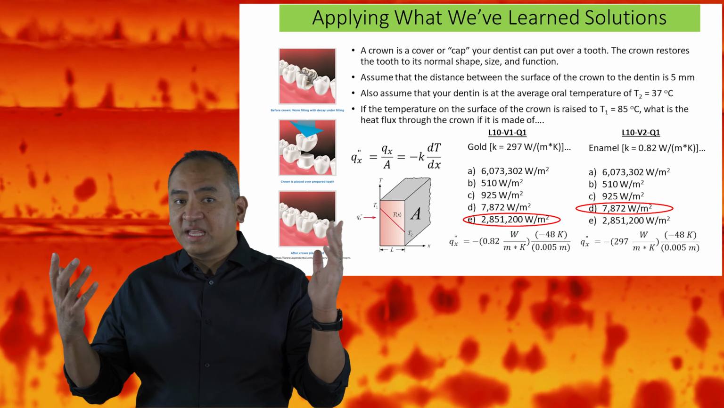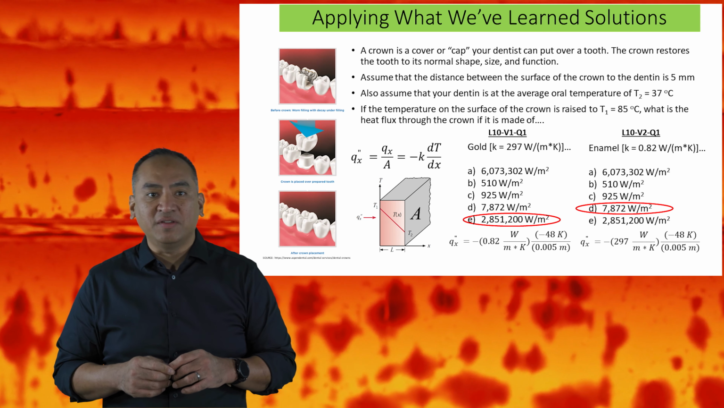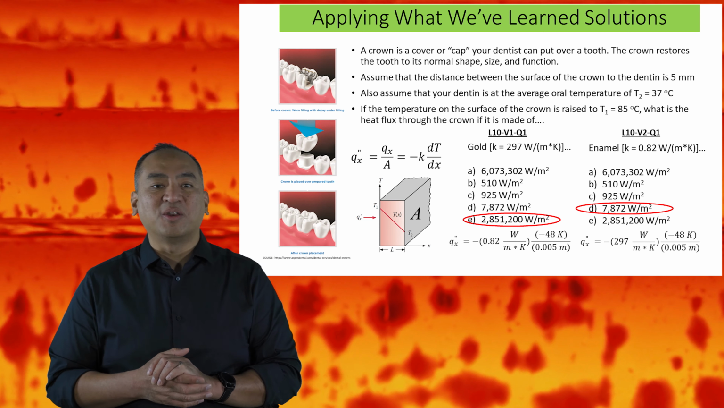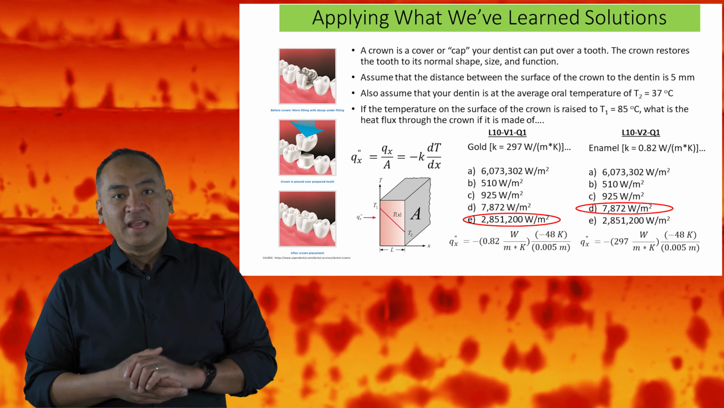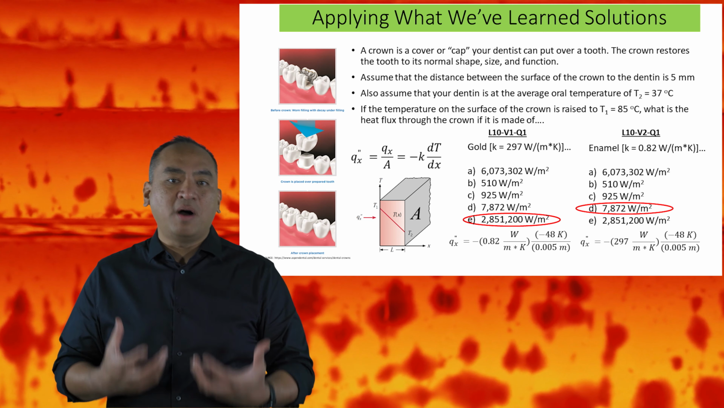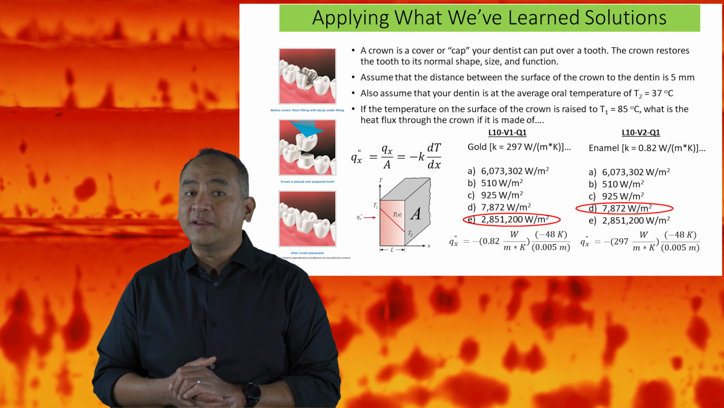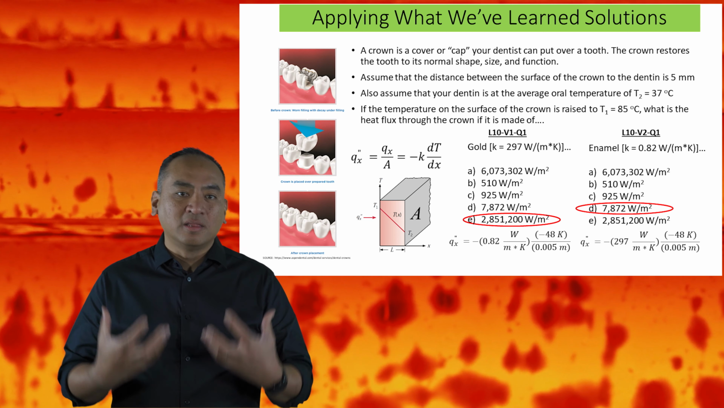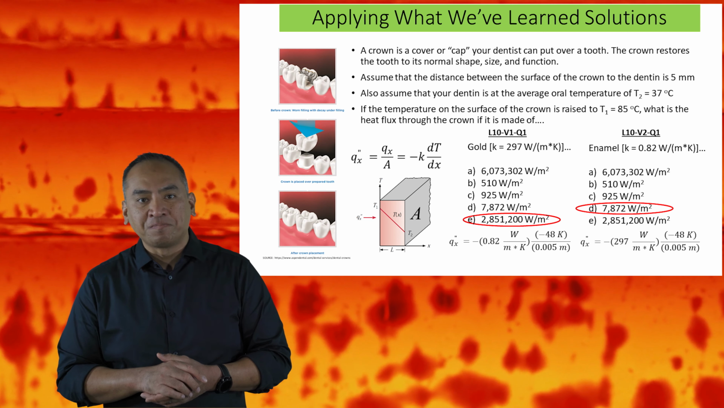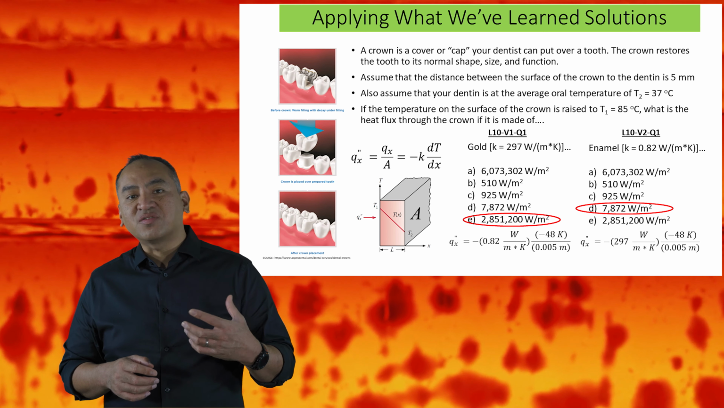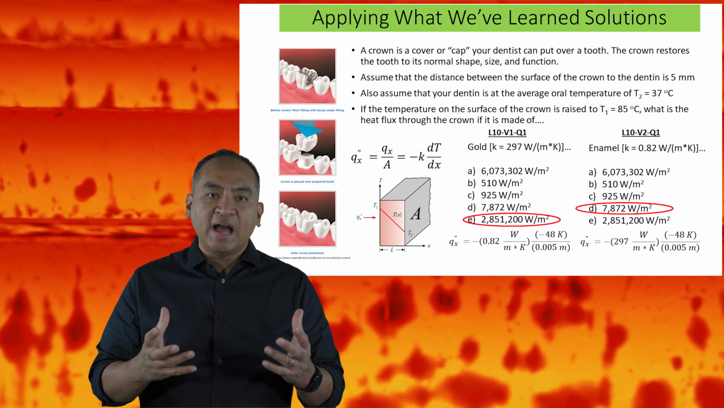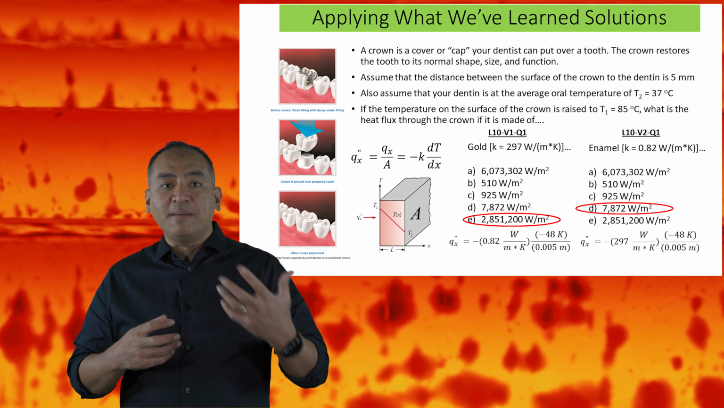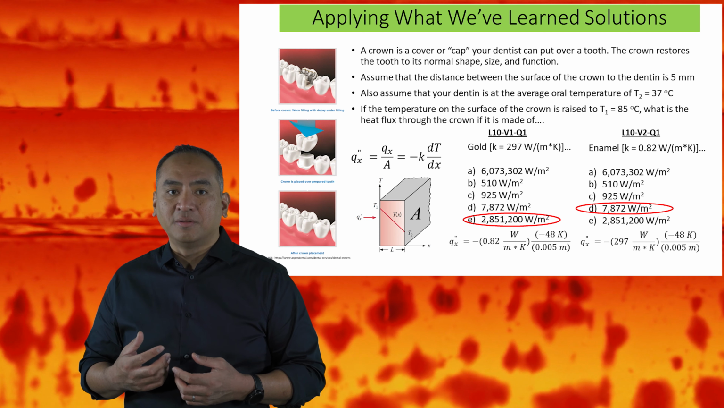Gold, which has a relatively high thermal conductivity, will have a high heat flux, greater than 2.8 million watts per meter squared. Enamel will have a much smaller heat flux of 7,802 watts per meter squared because it has a much lower thermal conductivity. Therefore, heat transfer by conduction will be much higher for the gold biomaterial than it is for the natural enamel, which is a biological material.